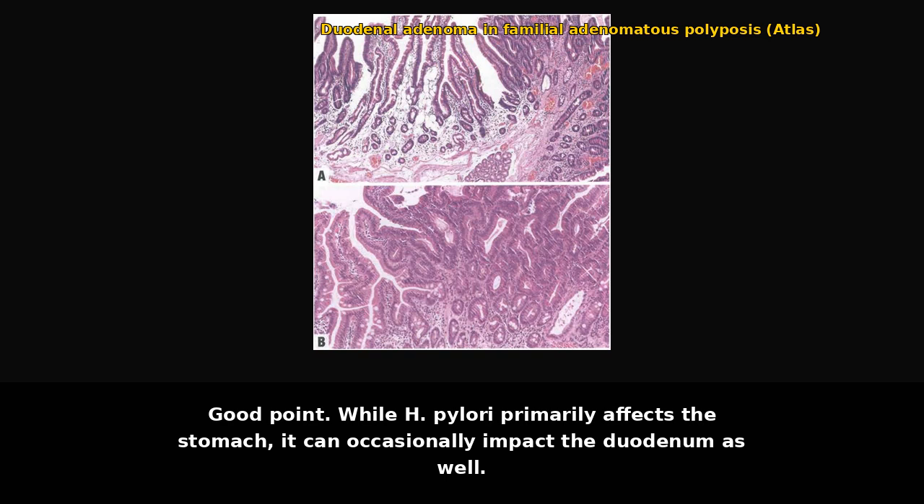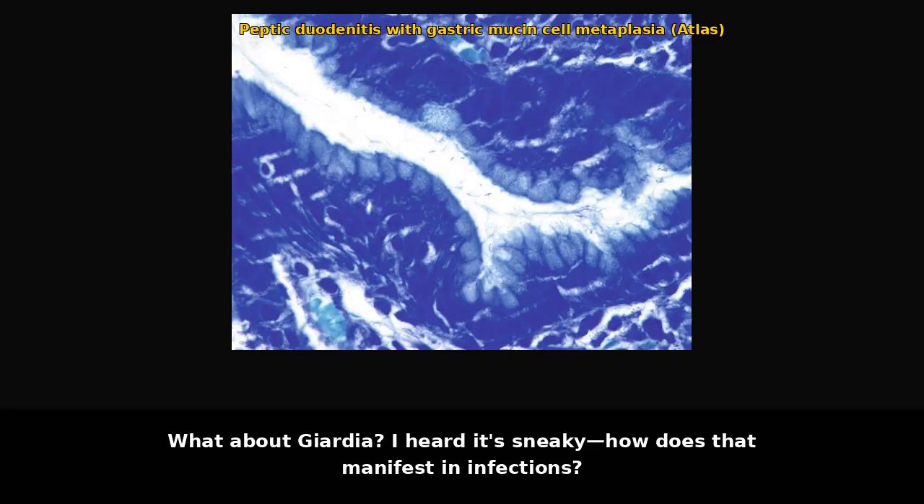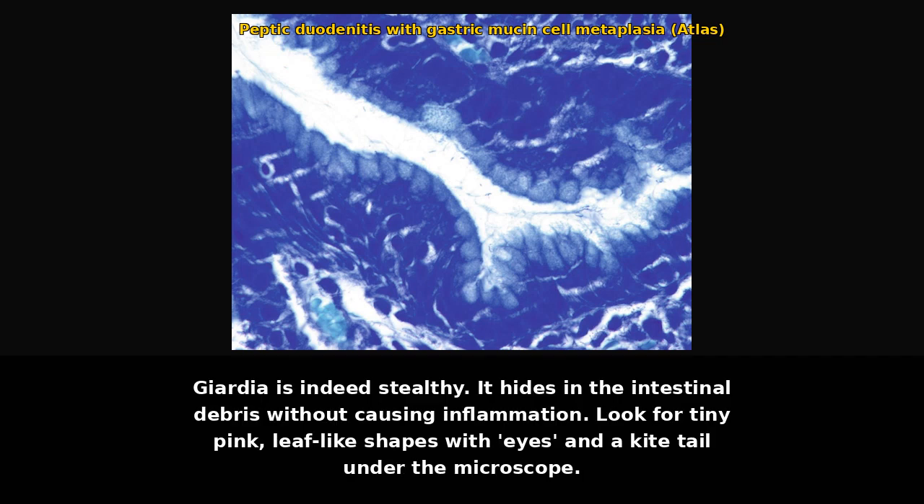Good point. Well, H. pylori primarily affects the stomach. It can occasionally impact the duodenum as well. What about giardia? I'd heard it's sneaky. How does that manifest in infections? Giardia is indeed stealthy. It hides in the intestinal debris without causing inflammation. Look for tiny pink leaf-like shapes with eyes and a kite tail under the microscope.